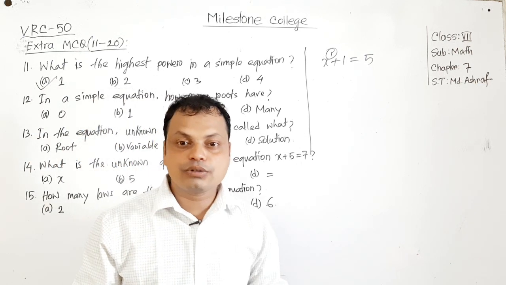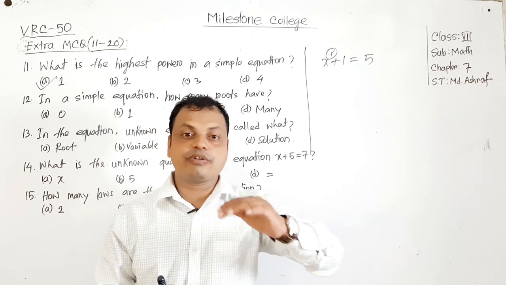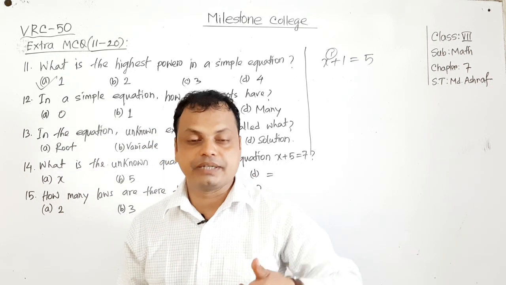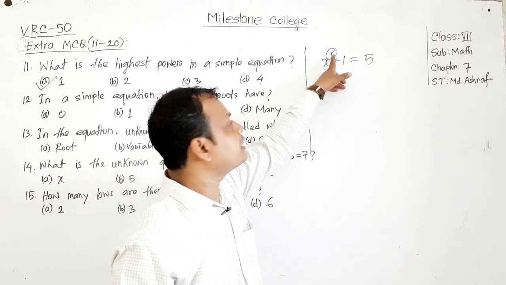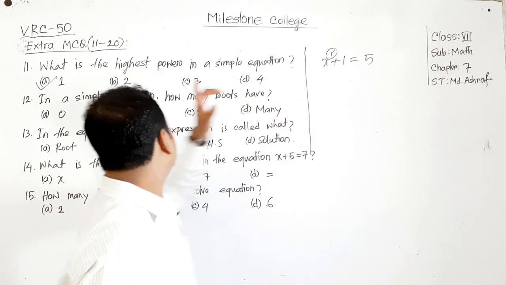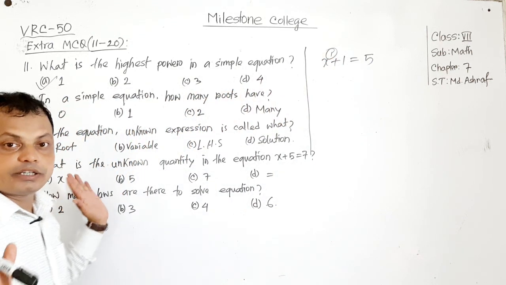So how can we find this? In a simple equation we will find the power of the variable. So what is the power of the variable here? There is nothing written, that means there is 1. So the answer will be 1. I think it is clear to you.